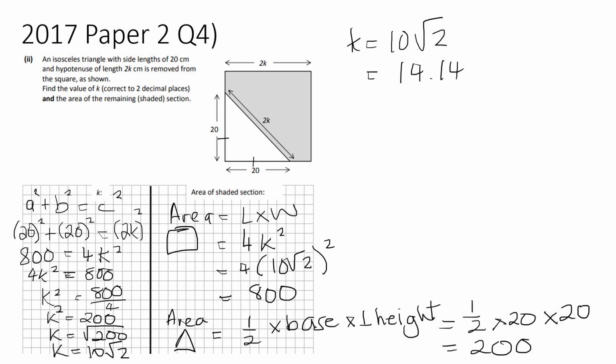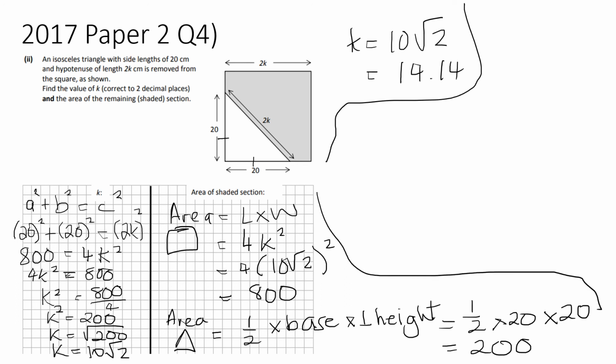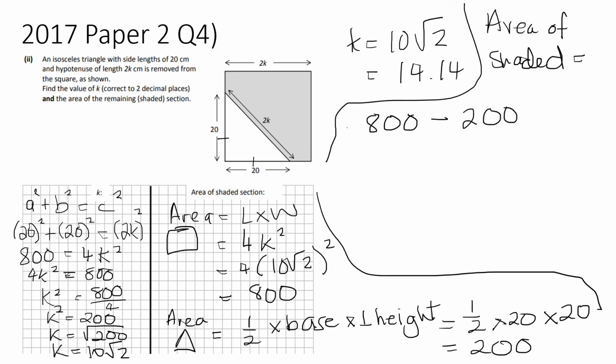So as a result, sorry, this is a bit messy now, in order to get the area of the shaded section, we are going to do the area of the square, which was 800, minus the area of the triangle, which is 200, and when you put that into your calculator, you get 600. So that is 600 centimeters squared. That is your final answer. That's what you're looking for here. If you can write it better than I have without being so messy, then that would be great. But that is your answer there. And that question is worth 10 marks in total.